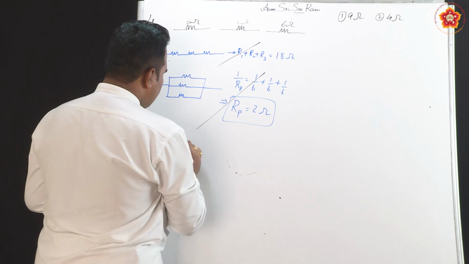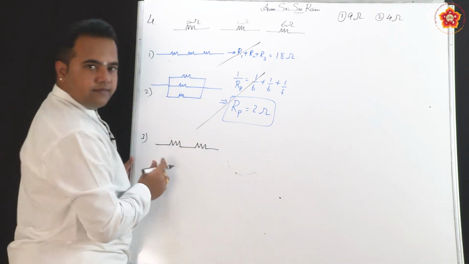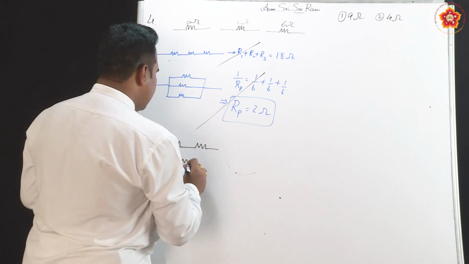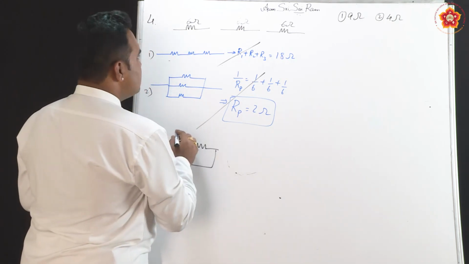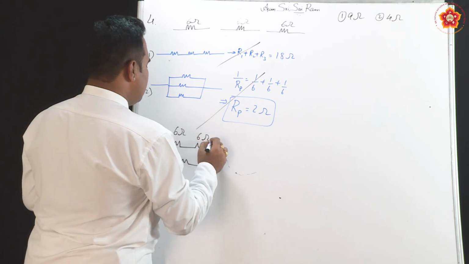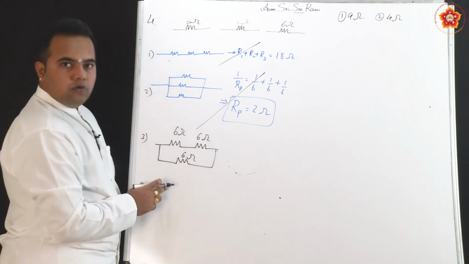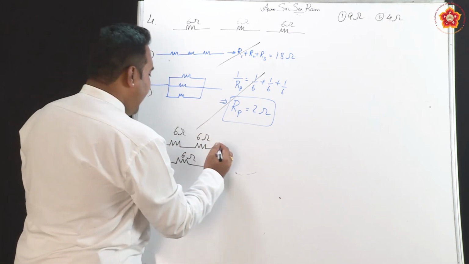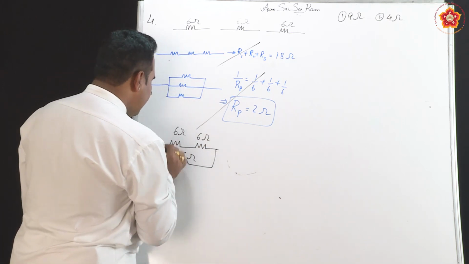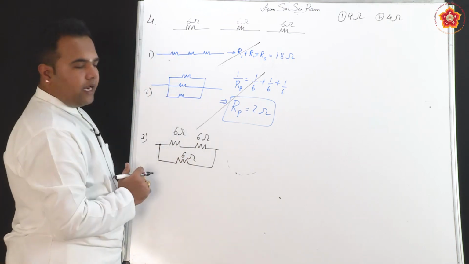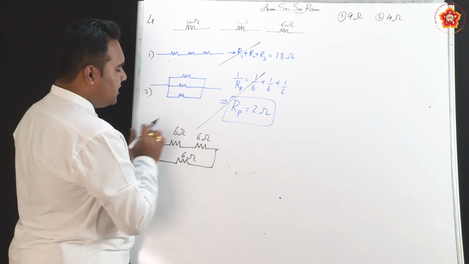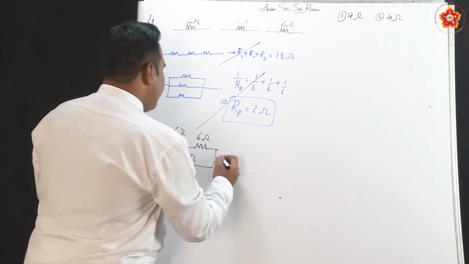Suppose I connect 2 resistors in series, these 2 in series, and then I connect the third resistor in parallel. So 6 ohms and 6 ohms in series, in parallel with another 6 ohms. So these 2 are in series and with this the branching is happening and the third resistor is connected in parallel. So let us see now what will be the effective resistance. These 2 are connected in series now.